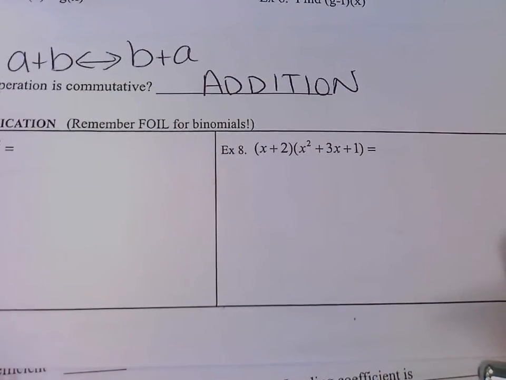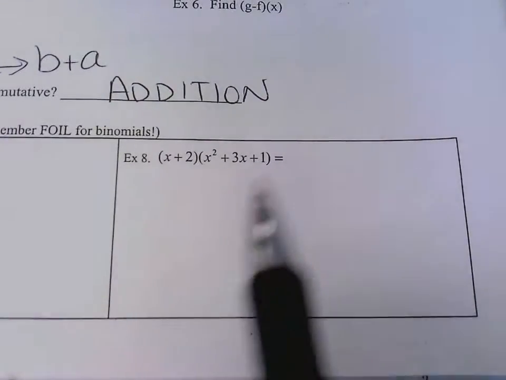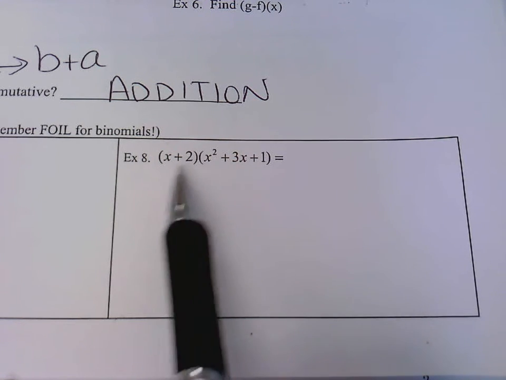Okay, the last one I want to do before we go on our walk, and then I'm going to have you do some of these on your own. I'm skipping 7. You already know how to FOIL. You can do that when we come back in. I want to show you example 8.